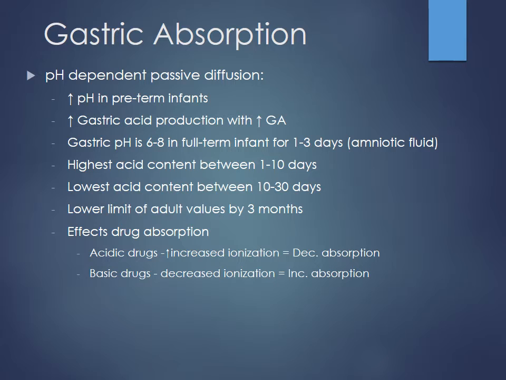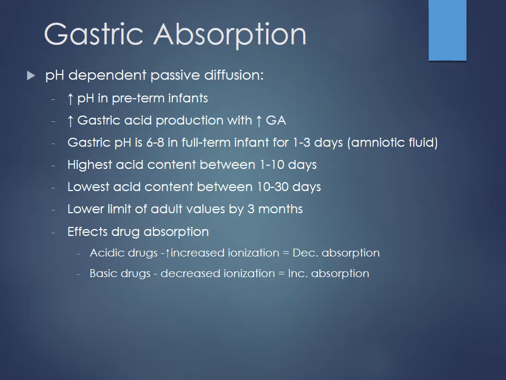You end up seeing the highest acid content for a term infant start to develop during that first 1 to 10 days, and then that starts to pare back a little bit. In the second two-thirds of the month you start to see that acid secretion go down a little bit, and by 3 months or so they should be hitting pretty close to adult values as far as the acidity of the stomach.